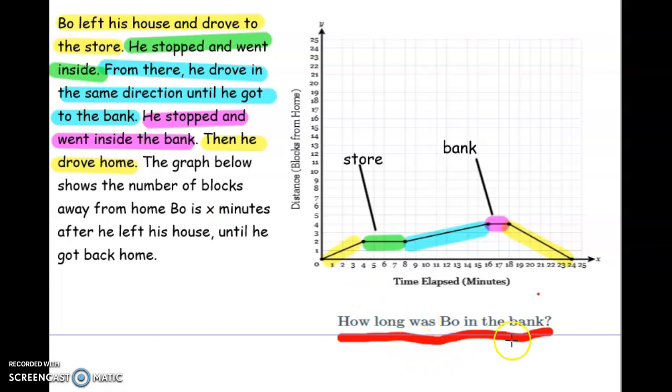How long was Bo in the bank? Well, the bank is the purple one right here that's highlighted. And it was from 16 to 18 minutes, which is 2 minutes. So Bo was in the bank for 2 minutes.